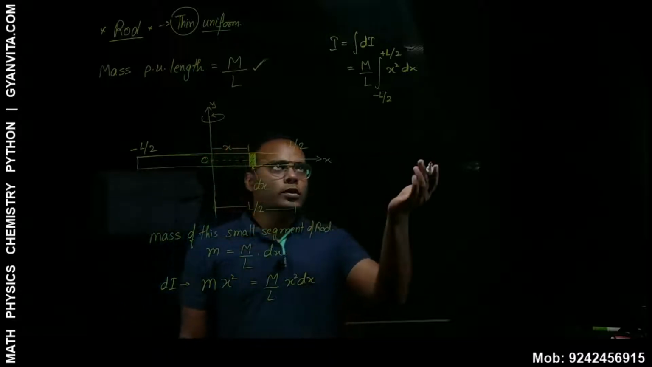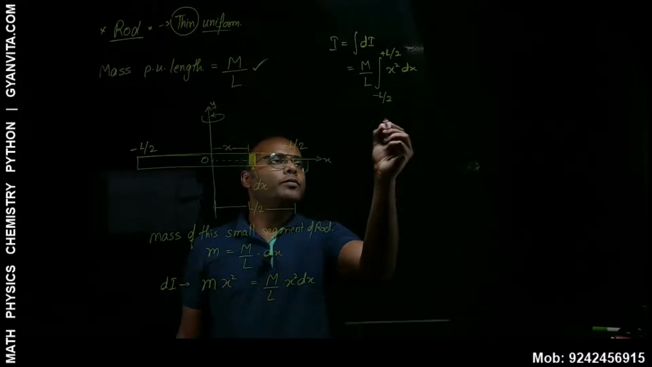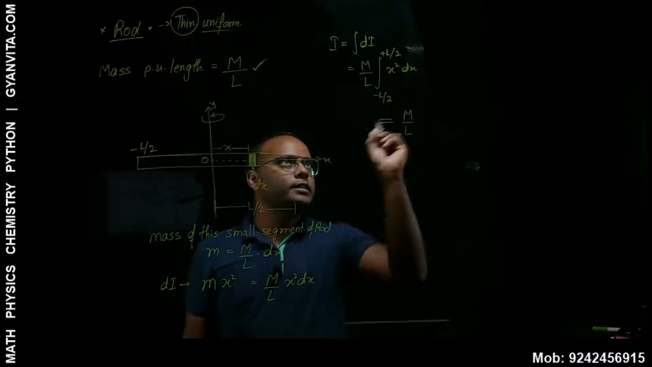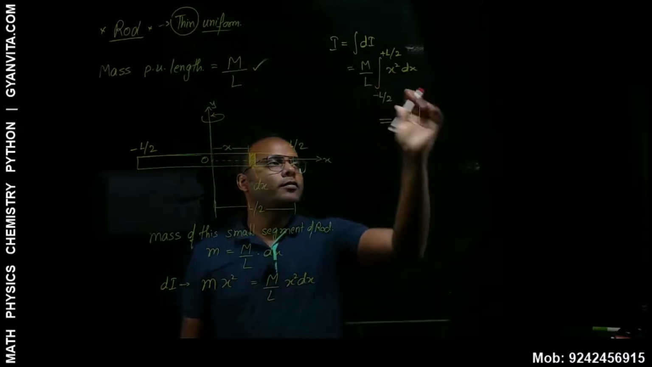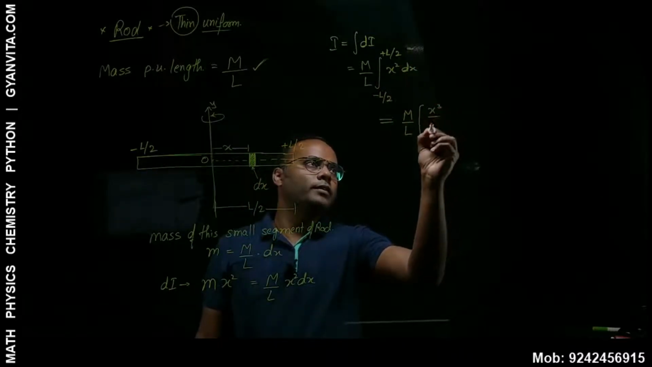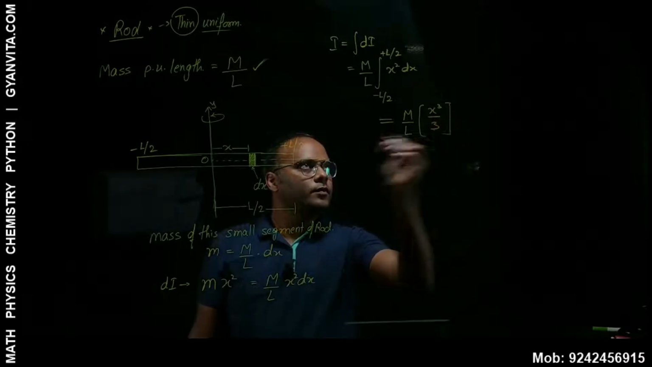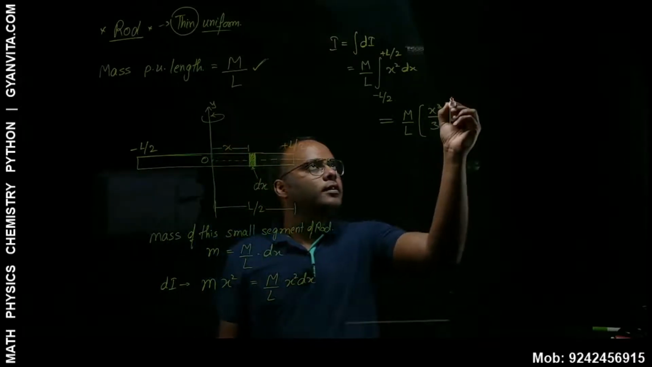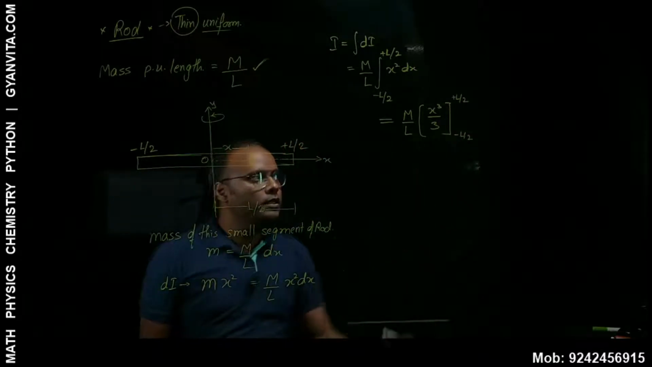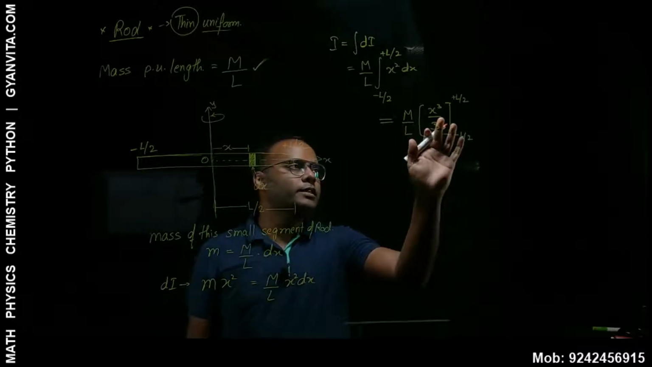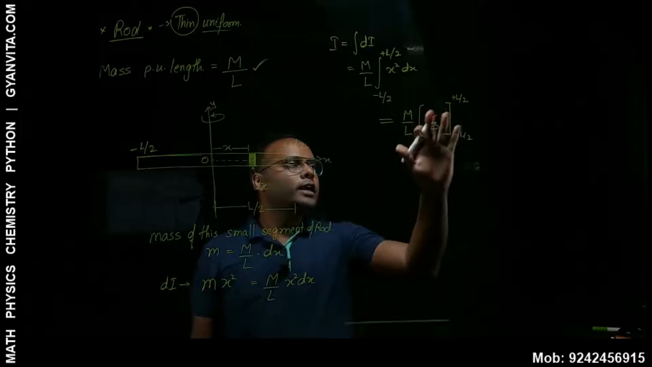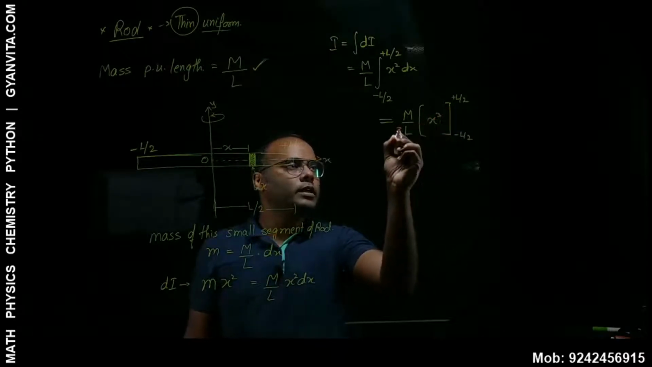Now just integrate it. If we integrate, m divided by L stays outside, and the integration of x square is x cube by 3, evaluated between plus L by 2 and minus L by 2. To simplify further, I can take the 3 outside, so that inside I have only x cube and the 3 is out here.